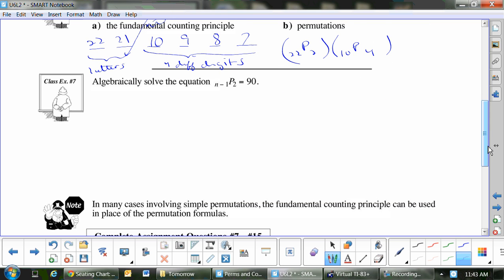So let's get this question done. Solve the equation n minus 1 p2 equals 90. Now, I'll be honest, if it was me, I'd guess and test that n. Probably take me about 30 seconds. Because the first one I put in, if it was way too high, I'd just go a bit lower. You know, I would.